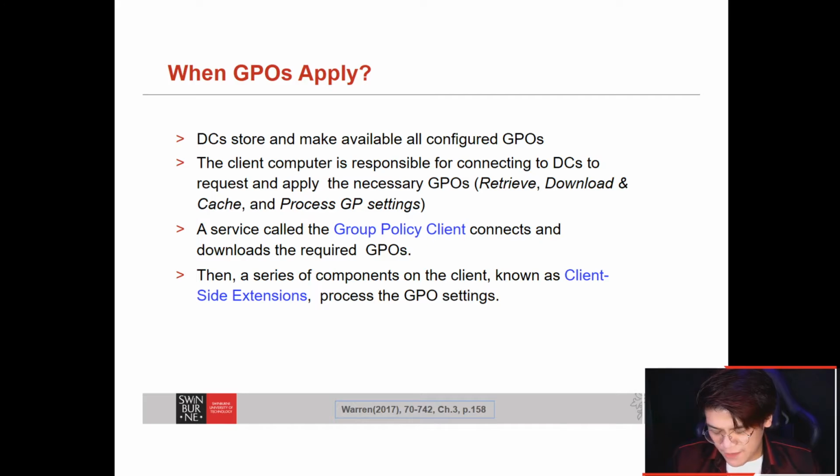So what happens when you apply the GPO? The domain controller stores and makes available all of the configured GPO, and then the client computer is responsible for connecting to the domain controller to request and apply the necessary GPO. So they retrieve, download, cache and process the GP settings. A service called Group Policy Client connects and downloads the required GPO onto the computer, and then a series of components on the client computer, known as client-side extensions, process the GPO settings.